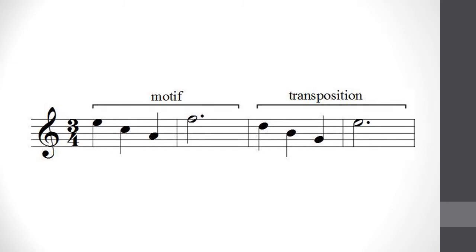The original motif in the first and second measures consisted of two falling thirds followed by the rise of a sixth. The transposition of the motif in the third and fourth measures is also two falling thirds followed by the rise of a sixth. The difference is that each pitch has been shifted or transposed down by a second. The motif now starts on D rather than starting on E. But the relative distance between each pitch remains the same.